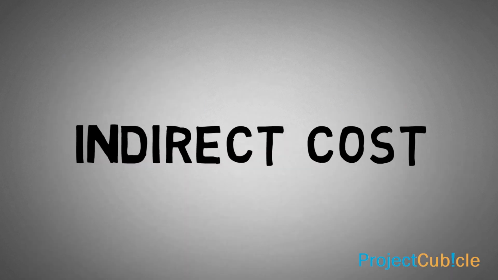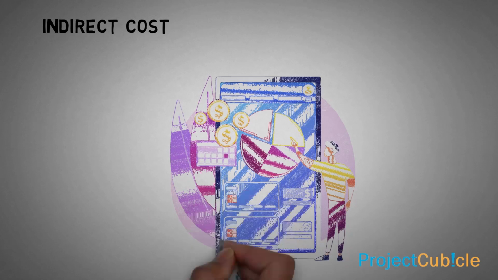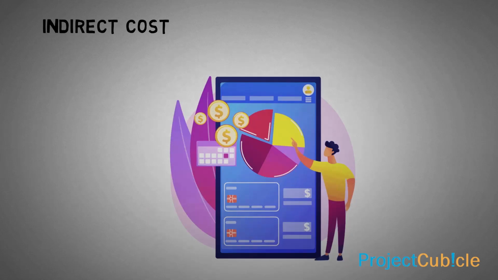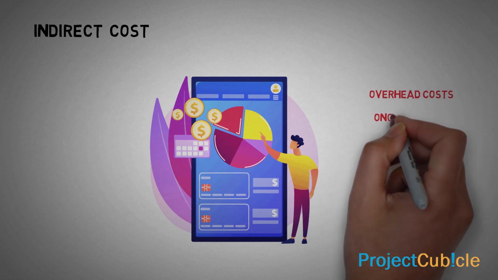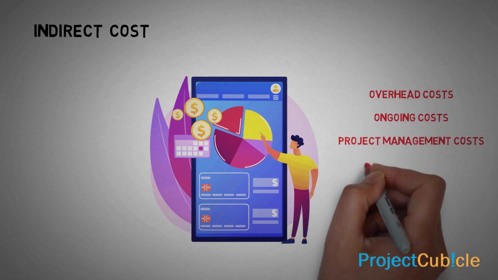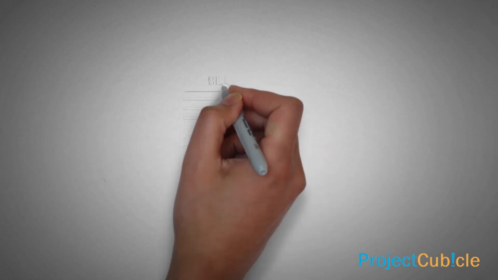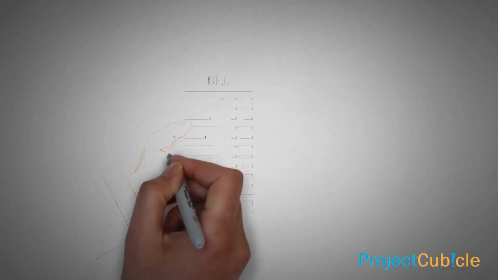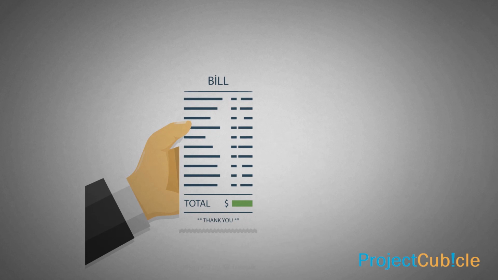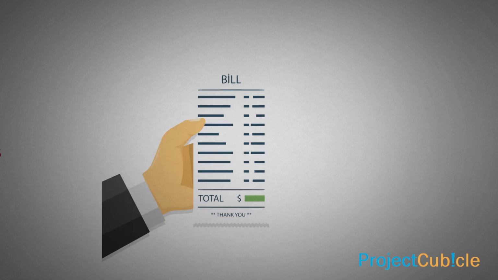Indirect cost. Indirect costs are not spent just on only one product. Overhead costs, ongoing costs, project management costs, operational costs are indirect costs. The quantity of manufactured units doesn't affect your rental price. Another example of a variable cost is your heating and cooling expenses that can change on a monthly basis.